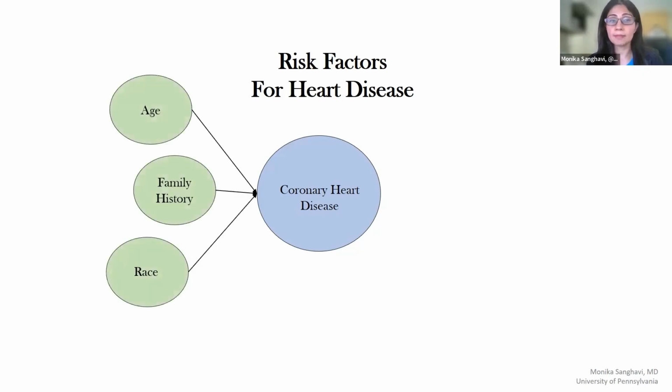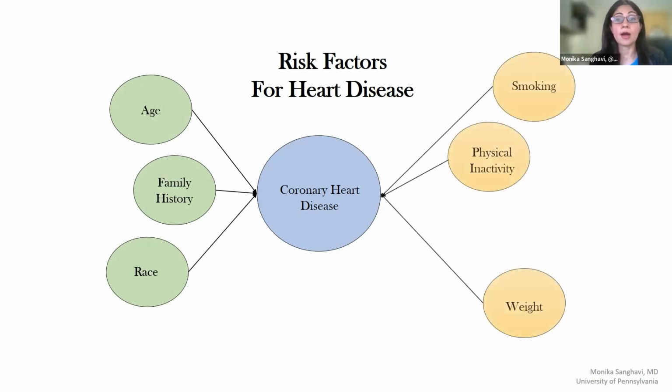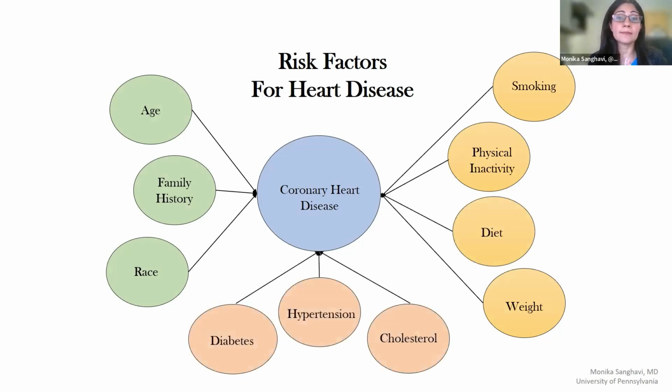We think of non-modifiable risk factors, things that we cannot change: our age, our family history, our race. These can influence the risk of heart disease, but are non-modifiable. On the other end of this spectrum are things that are modifiable. On the right, you see smoking, physical inactivity, diet, and weight, which are things that we can easily adjust in order to reduce our risk of coronary heart disease. On the bottom are the three major disease processes that lead to coronary heart disease, and these need to be controlled in order to reduce our risk of coronary heart disease.